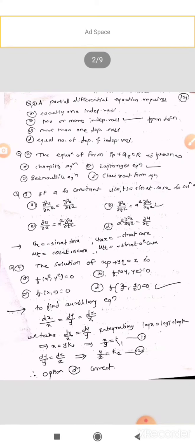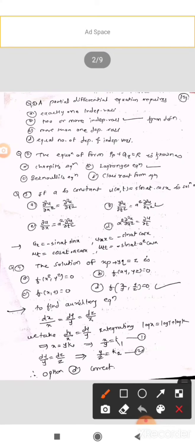So to solve this question, we first differentiate u with respect to x. Therefore ux becomes minus sin at into sin x. Uxx becomes minus sin at into cos x. In the same way, ut is equal to cos at into a cos x, and again differentiating with respect to t, utt becomes minus sin at into a square cos x.